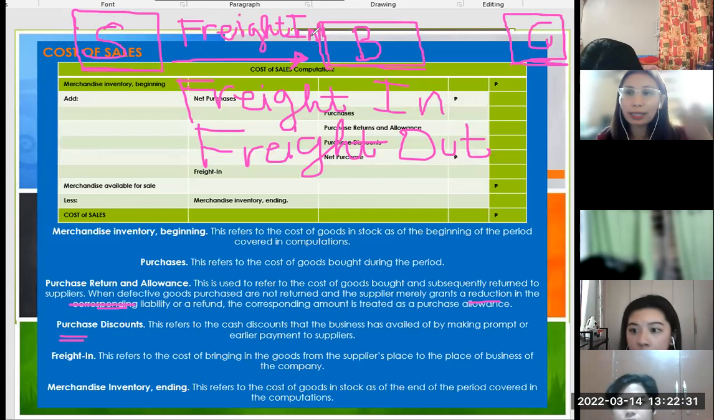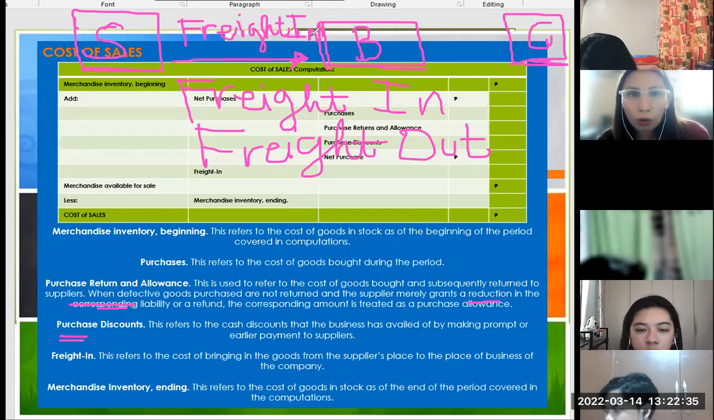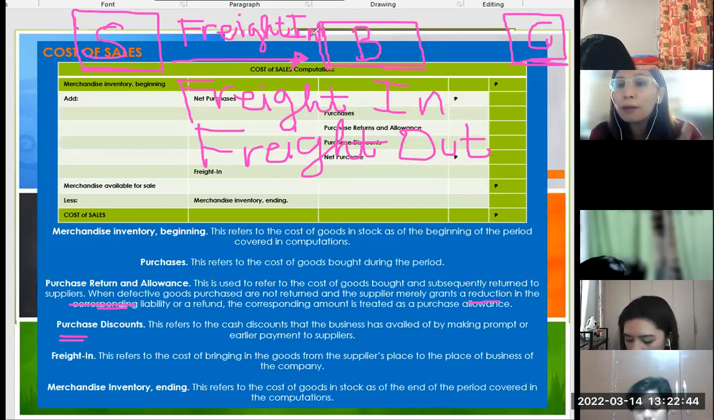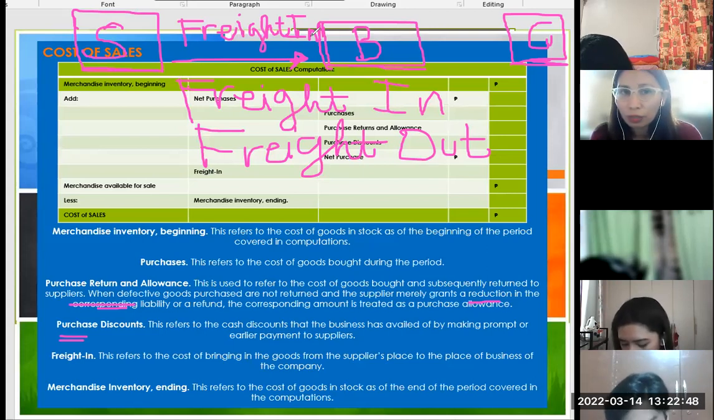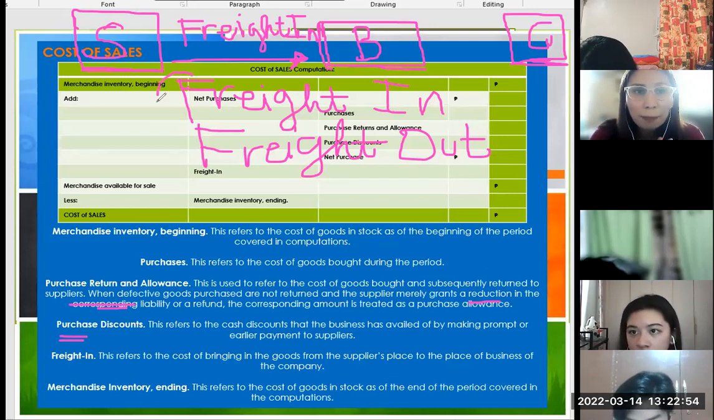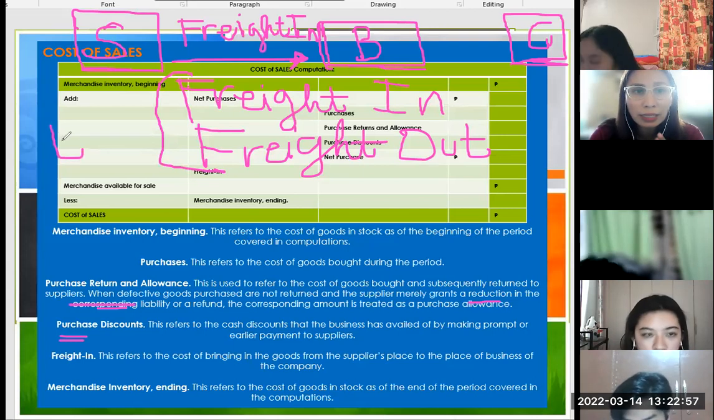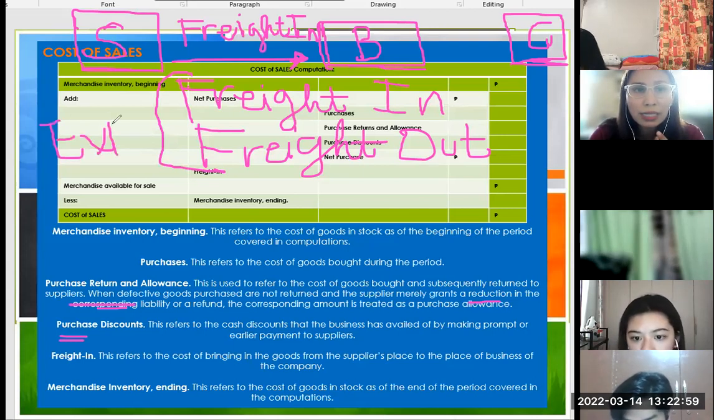Freight in. Pwede nyo pong kopyahin and lagay sa notebook. Okay, freight in, it is because the products are going in and we shoulder the expenses so that the products will be delivered. Okay, kaya siya tinawag na freight in. Parehas tong expenses, class ha, parehas tong expenses. These are expenses, these are costs.